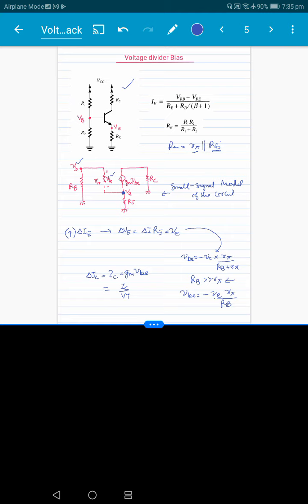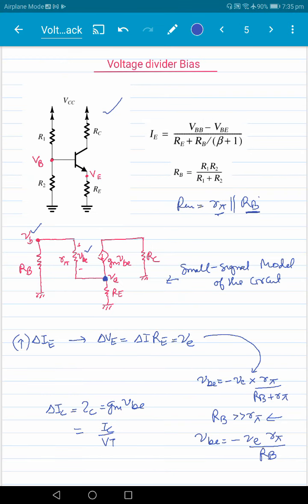Change will be negative here, and let's put here the value. So R pi by RB and VE, which is equal to delta IE, RE times delta I, right? So this is the change that we are getting, and we know R pi equal to VT, the thermal voltage, by IC times beta here, so we'll use that relationship.